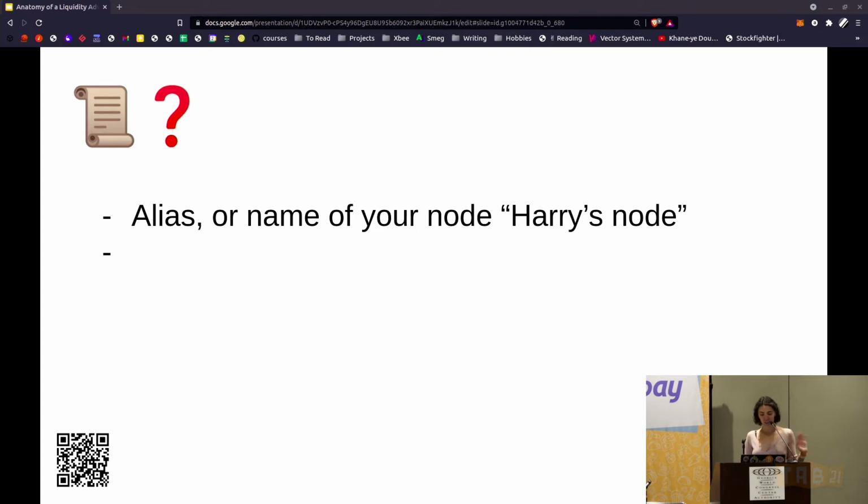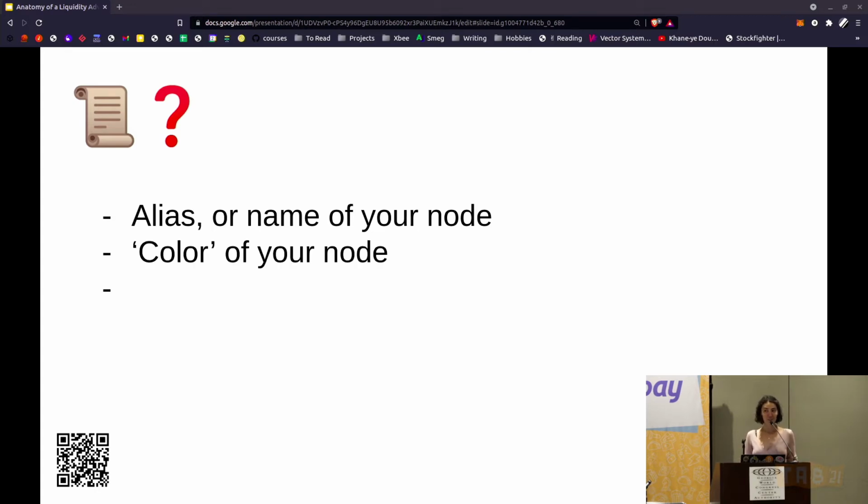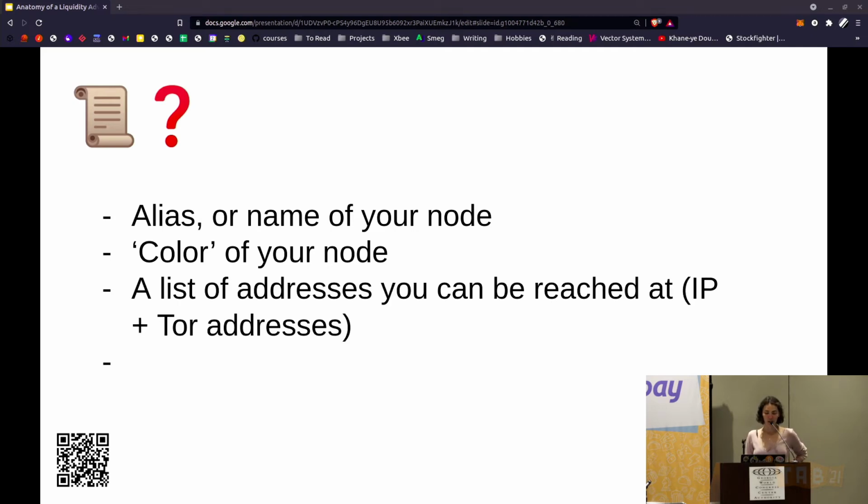More information, what other information is in these? You can put a color, so you can color code your node. So when people make graphs of the Lightning Network, when nodes have colors, those are colors that typically they've picked and put in their node announcement and then told everyone about. There's also a list of addresses that you can use to reach Harry. So this is kind of like his phone address listings. This is how you open a channel with Harry or create a new connection with him. So right now you can list IP addresses and you can list Tor addresses. We've got some spec proposals out to add more address types to this. So you can maybe put a DNS in here or something else.